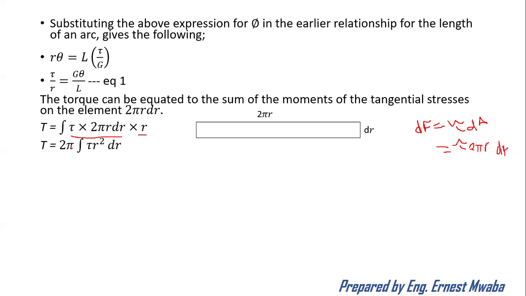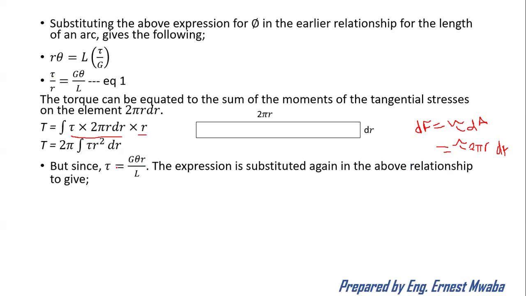Not very long, just a while ago, we were rearranging this equation, and you can already see the shear stress here. So make shear stress the subject of the formula. This is what you have: shear stress is equal to G theta R over L. So let's substitute the shear stress in this expression with the same expression, G theta R over L. Once you do that, there's R and there's R squared, so you have R cubed. The rest of the constants will be outside there. They will remain the same: there's G theta over L and there's also 2 pi.